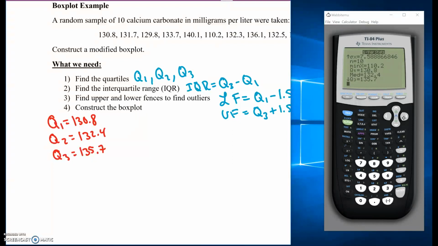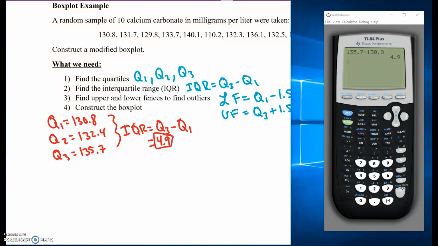The next thing that I want to do is also figure out what my IQR is. So IQR is going to be the difference, Q3 minus Q1. So I'm going to take Q3, 135.7, and I'm going to subtract 130.8. Okay, and this is going to give me 4.9. So my interquartile range is 4.9.